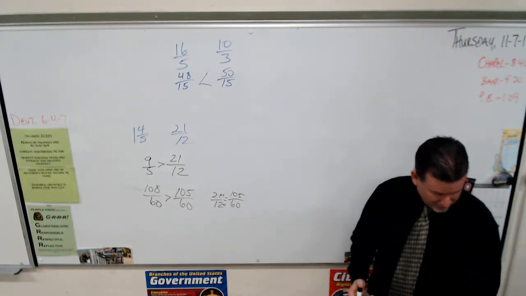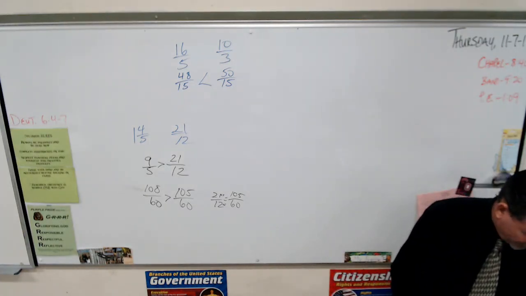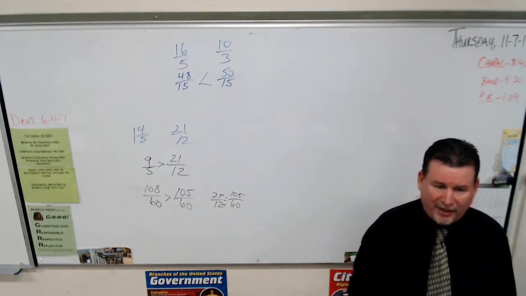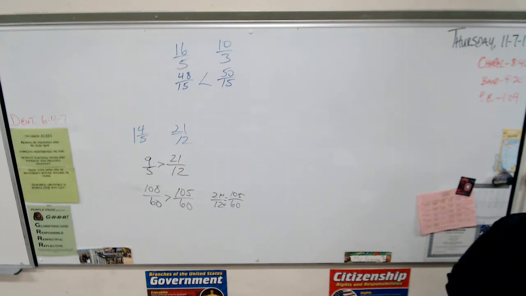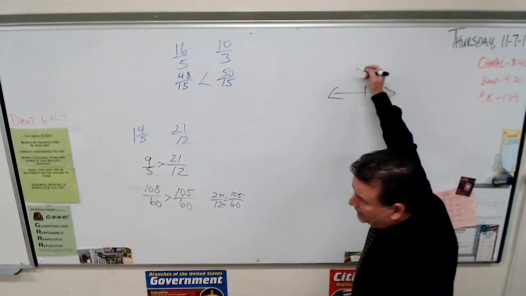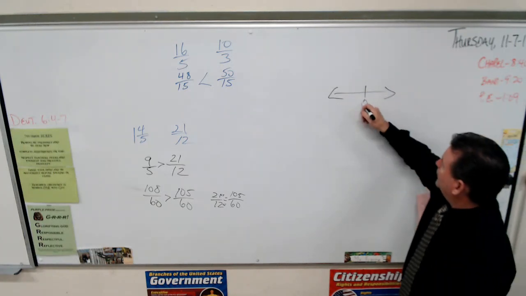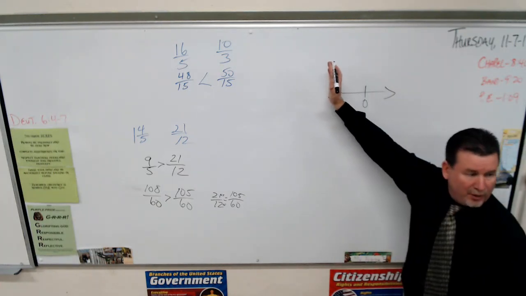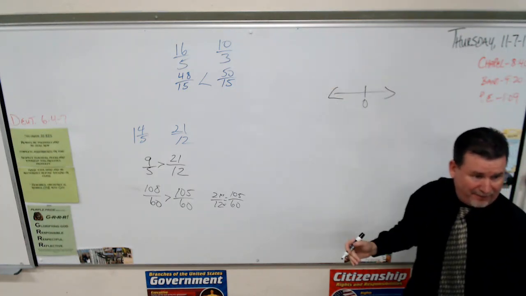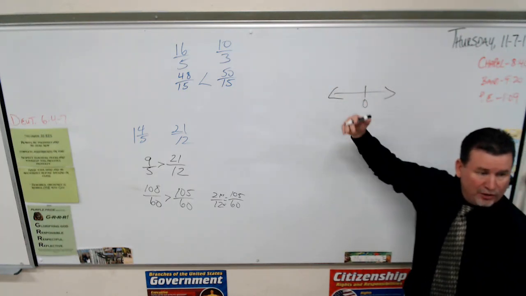Are you done with number 7? Yep. Is the fact that they put a negative sign in there really going to throw you for a loop? No, it's not, because you know that on this side of the number line, if they're both negative, then the one that has the least absolute value is actually the greatest, right? Because the closer it is to 0, the greater the number.